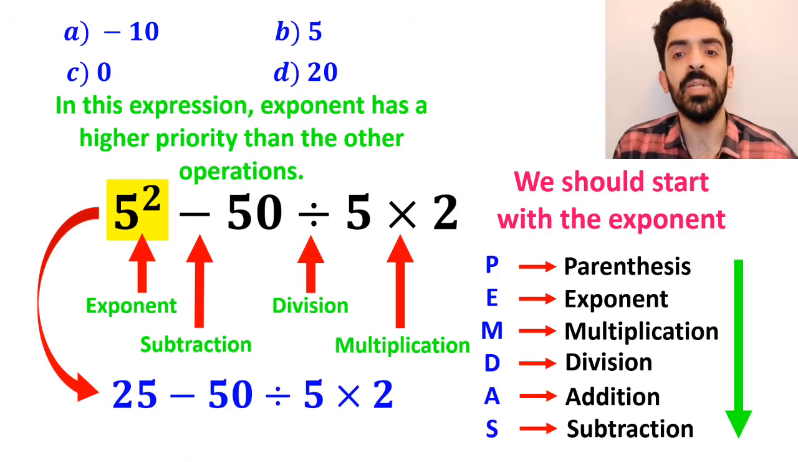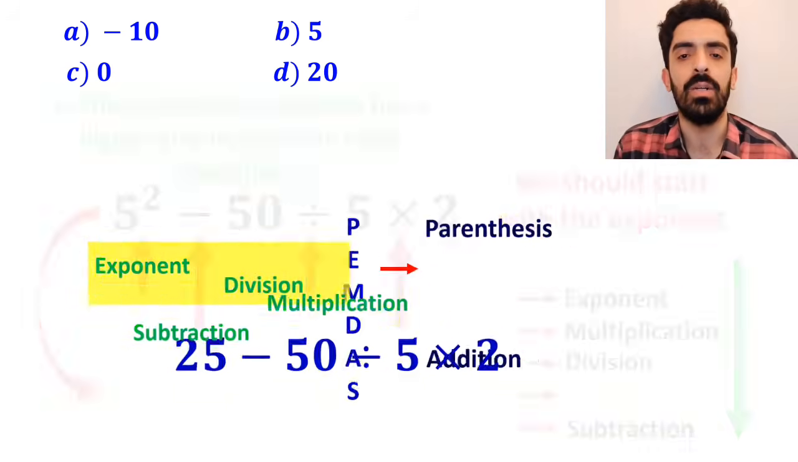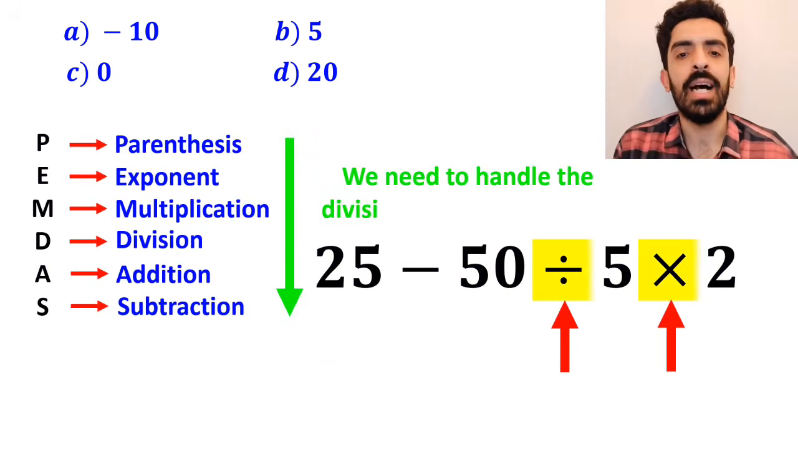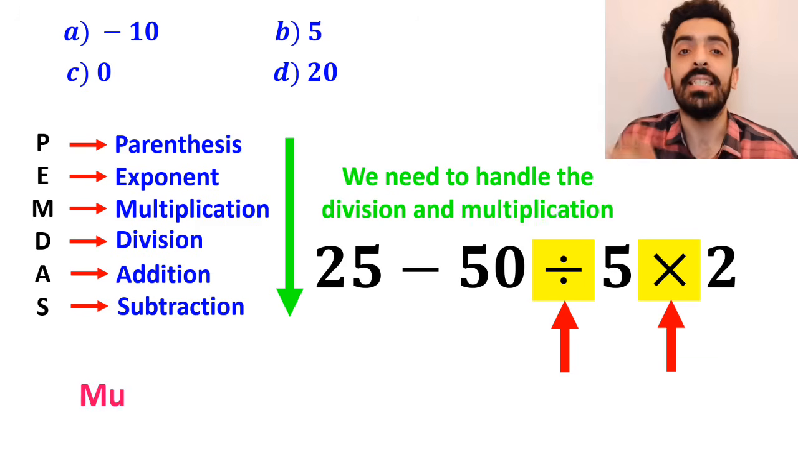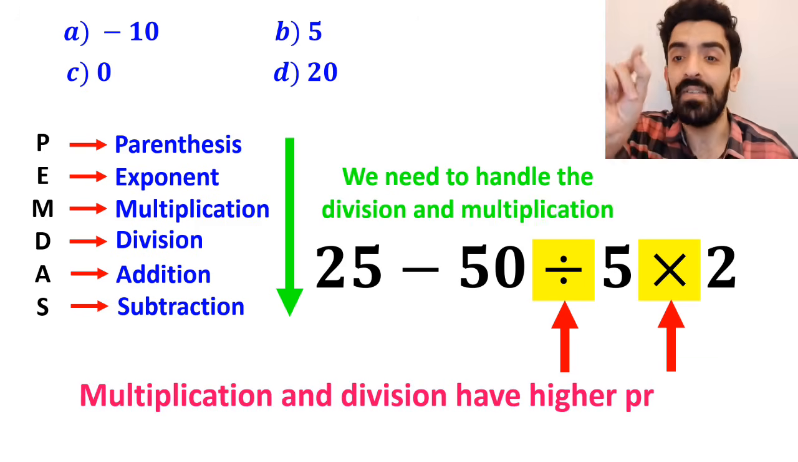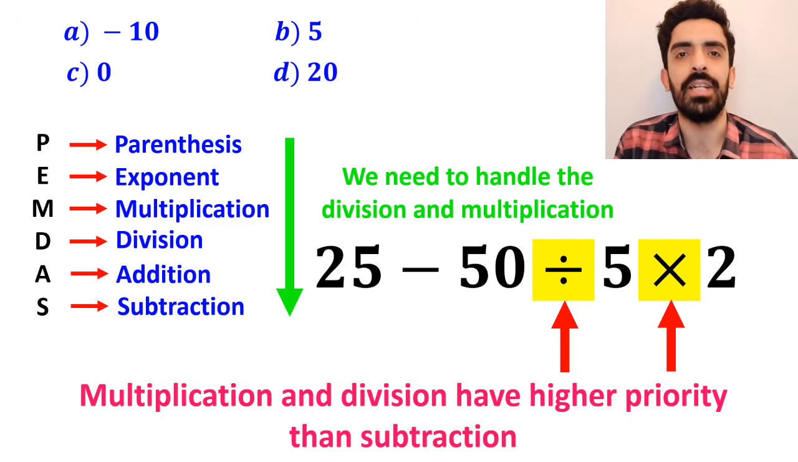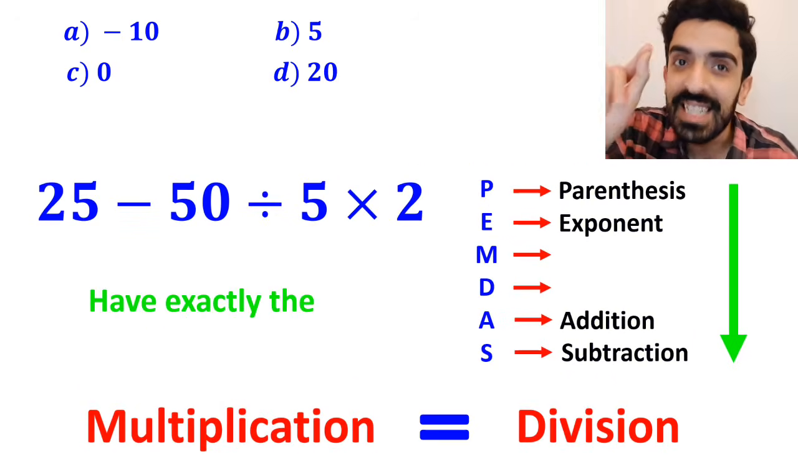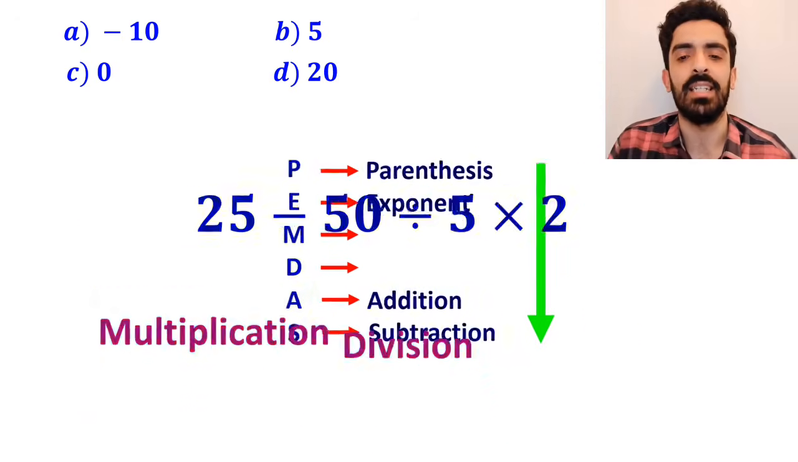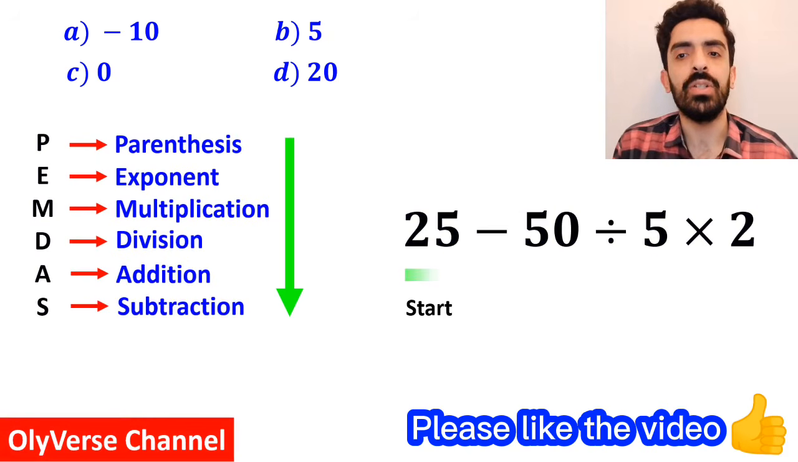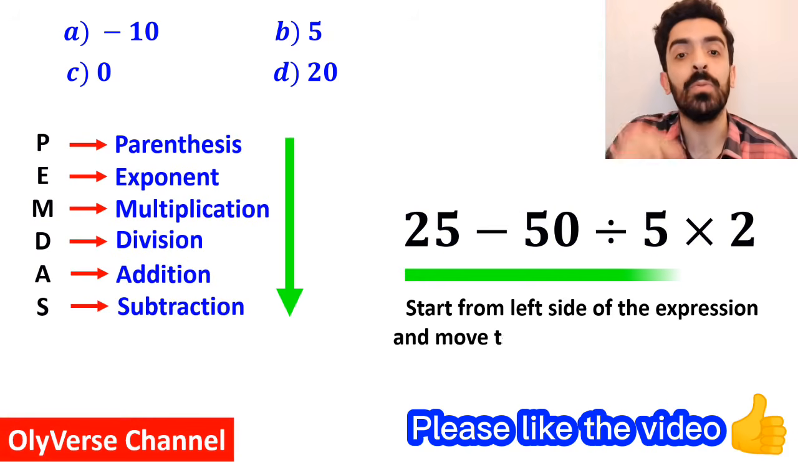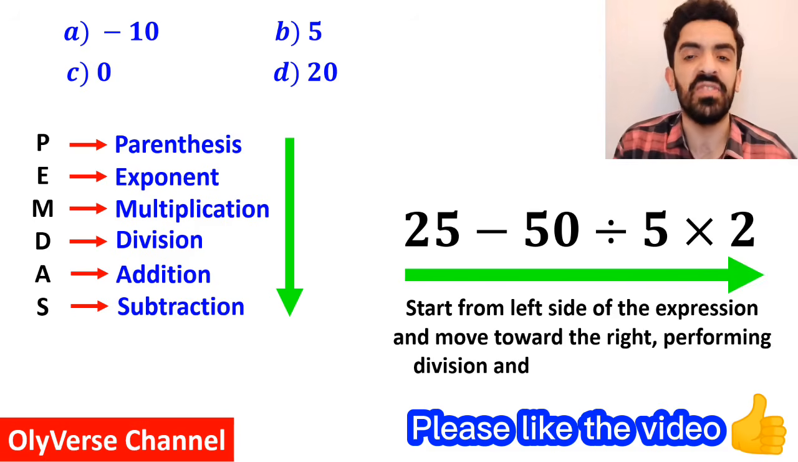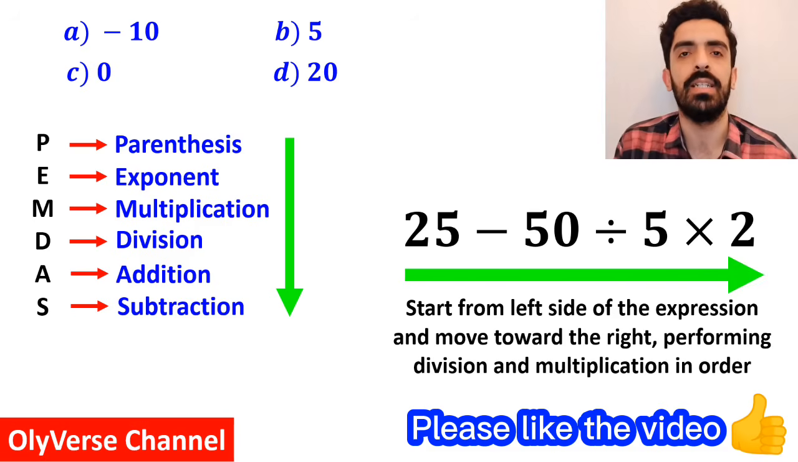So, this expression simplifies to 25 minus 50 divided by 5 multiplied by 2. And the next step, we need to handle the division and multiplication, since multiplication and division have higher priority than subtraction. However, it's very important to note that in the PEMDAS rule, multiplication and division have exactly the same level of priority. In this situation, the best thing to do is to start from the left side of the expression and move toward the right, performing division and multiplication in order.